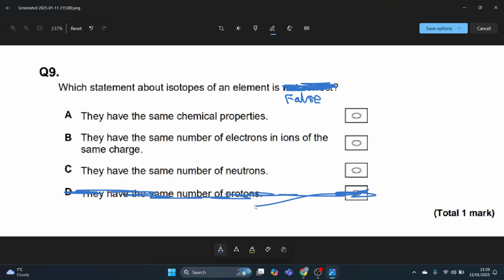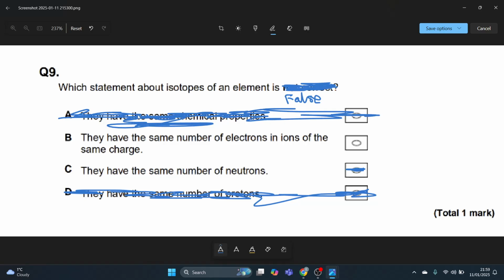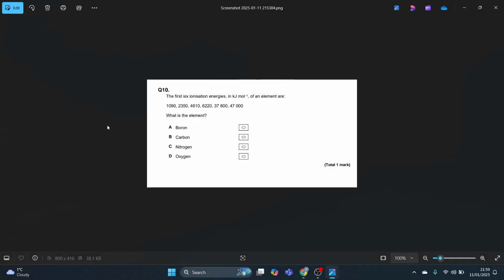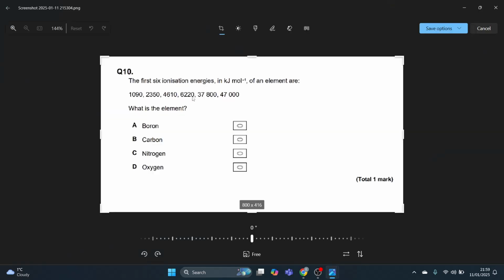But different number of neutrons. They have the same number of neutrons. That is false. Different number of neutrons. They have the same chemical properties. True. Or very similar. Same chemical properties. They have the same number of electrons and ions of the same charge. Yeah, ions of the same charge are going to have the same number of electrons because they've got the same number of protons, same number of electrons. They have the same number of neutrons? No, they have different number of neutrons. Isotopes are atoms of the element, same number of protons but different number of neutrons.